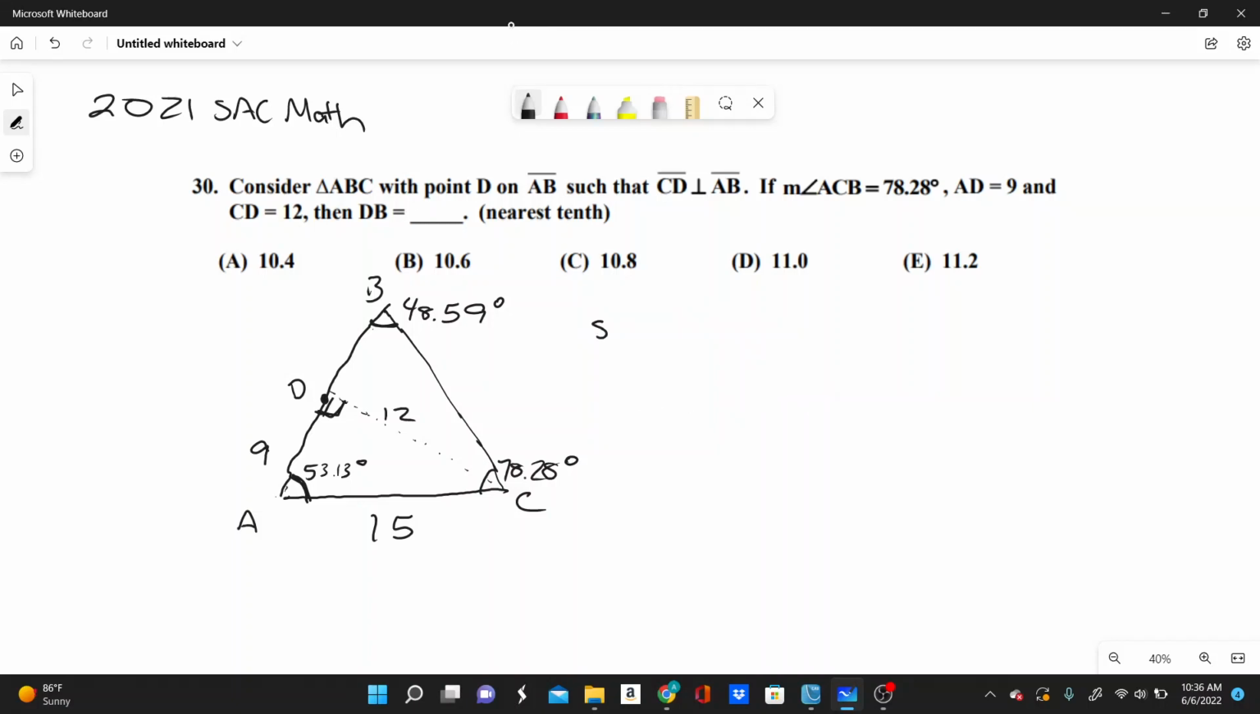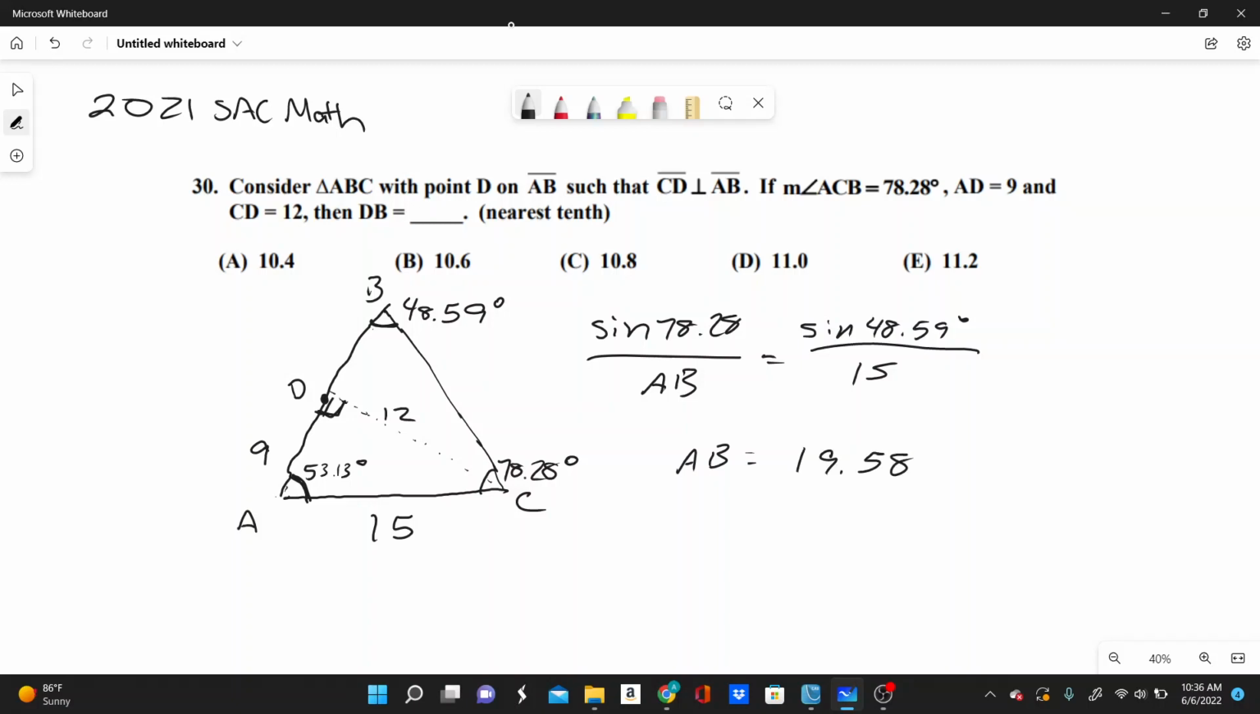So, sine of 78.28 degrees divided by AB equals sine of 48.59 degrees divided by 15. So if we just do some cross multiplying and dividing, 15 times the sine of 78.28 divided by the sine of 48.59, we get that AB is 19.58.